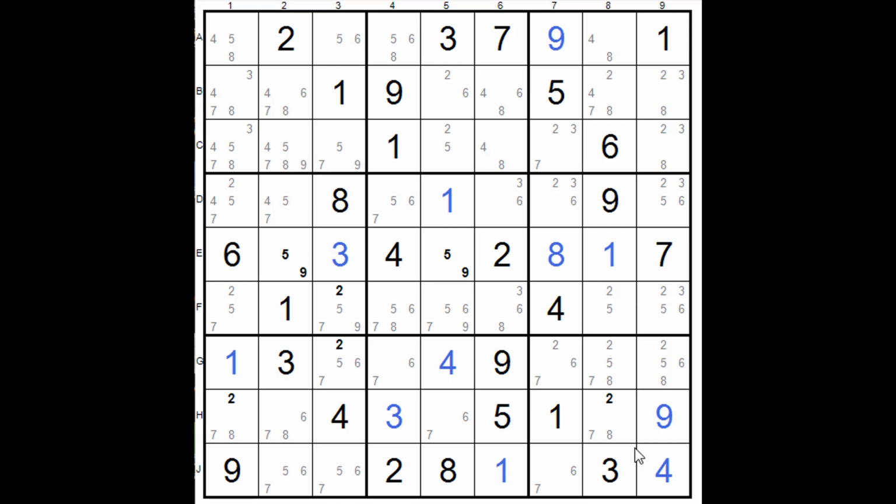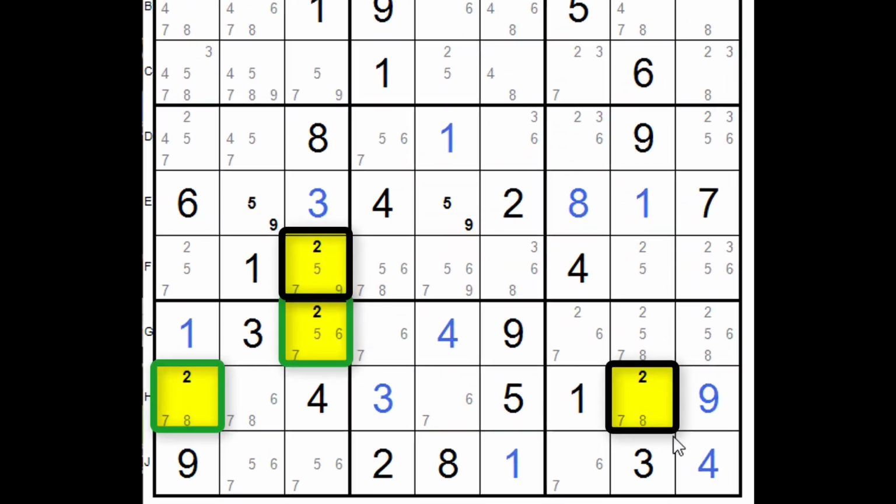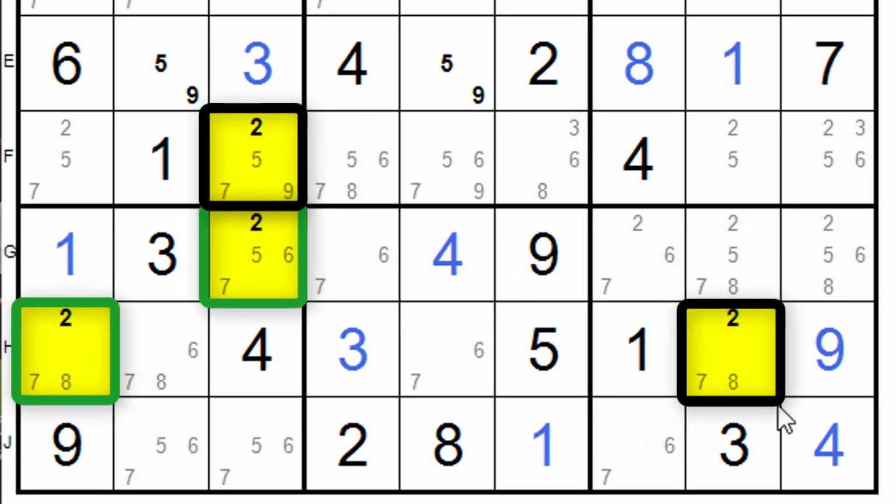Now the first one. The idea of this chain is you have a beginning and an end, and either one can be the beginning or the end. In this one, we're looking at the possible 2s, and we're starting off in cell H8. Then we head over west to H1, then diagonally across to G3, and then to F3, and that's the end of the chain. So we start at H8, we end at F3.